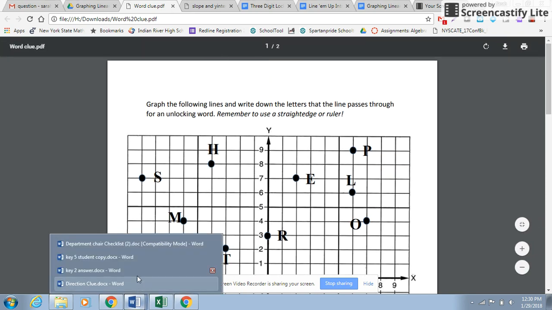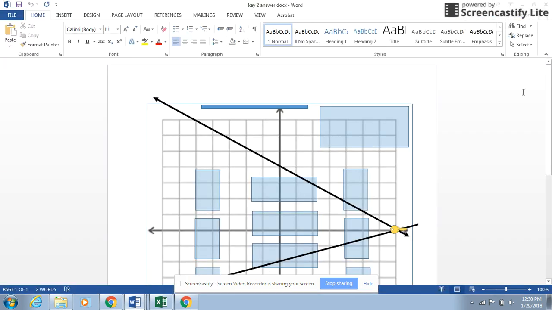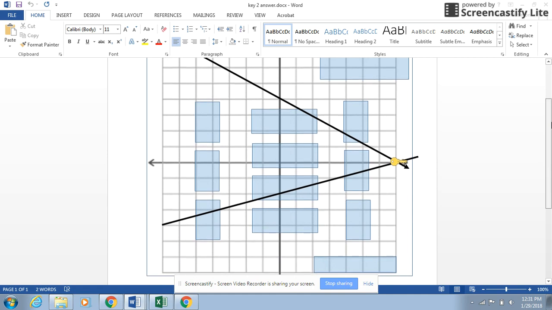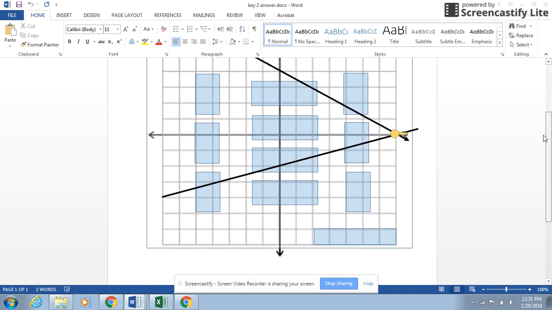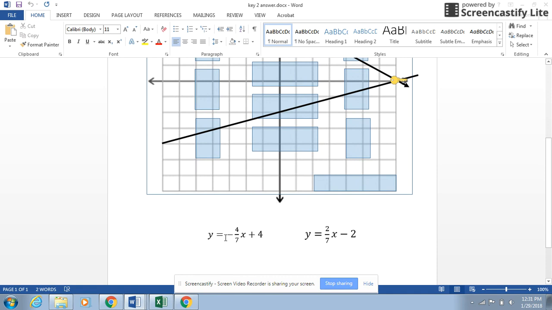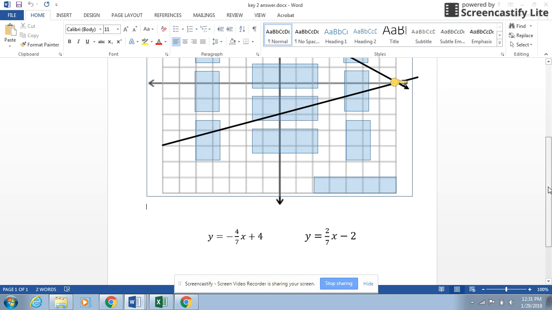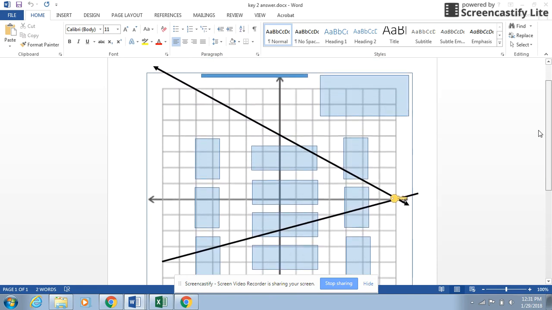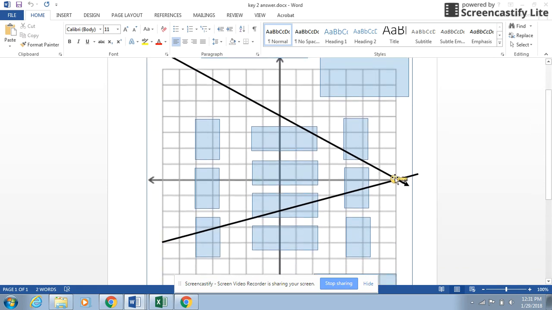Some other things that they have, I wanted to show you that key. I did provide an answer as well as a student copy. The student copy will simply have the coordinate graph. It'll also have the picture of the classroom behind it, and then it'll have 2 equations at the bottom. That's all the information that they are actually given. So hopefully they will figure out that they need to graph the 2 lines, and where the 2 lines intersect is in fact where the key should be found. In this particular example, this teacher has a bank of windows right here along this wall, and so that key is found near the windows.